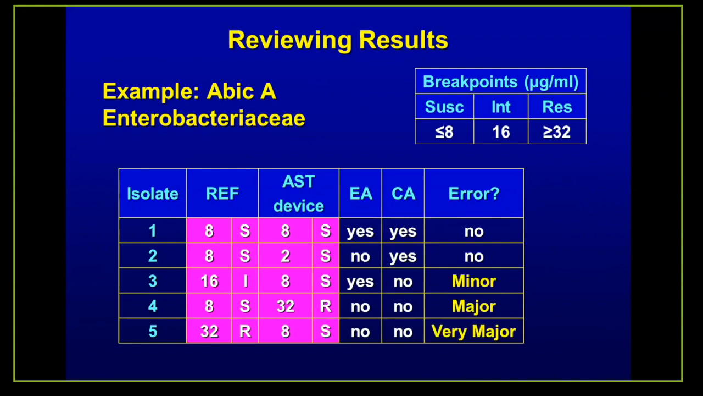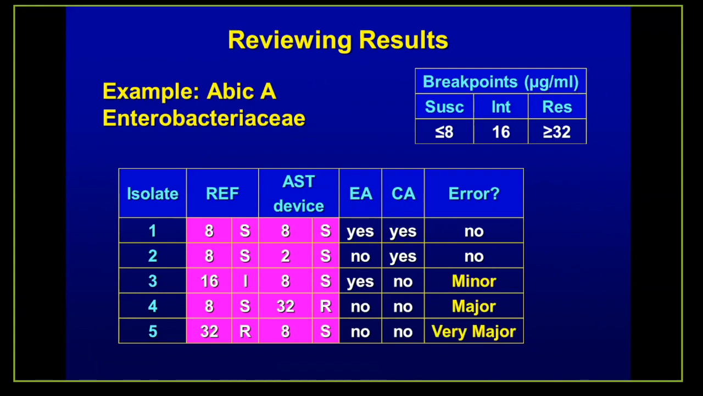For isolate 2, the reference method gave an MIC of 8, which is susceptible. The AST test device gave an MIC of 2. Both are susceptible, so there is category agreement, but because the MICs are not within one doubling dilution, we do not have essential agreement.